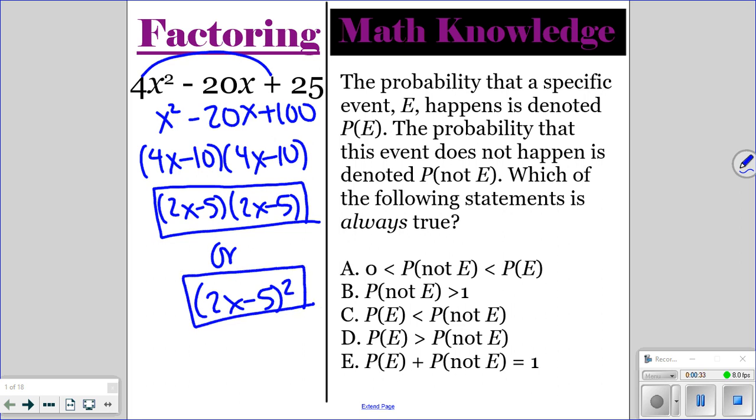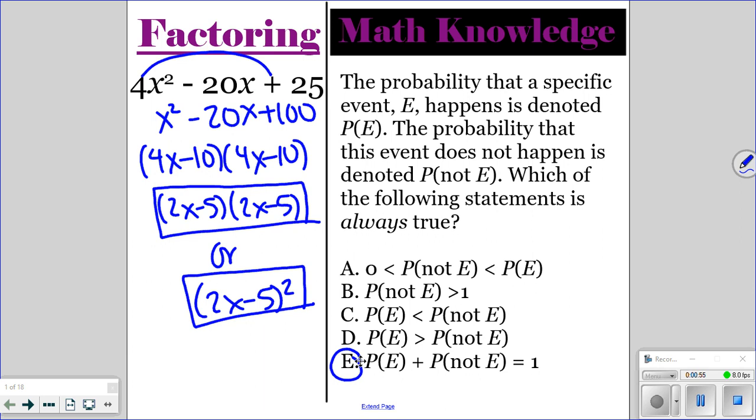For the math knowledge question, the probability of an event happening or not happening is always going to add up to 1. So E is going to be your answer. If you have a 25% chance of something happening, that means you have a 75% chance of it not happening. And so that's going to always add up to 100%, or just a 1 if you write it as a number instead of as a percentage.